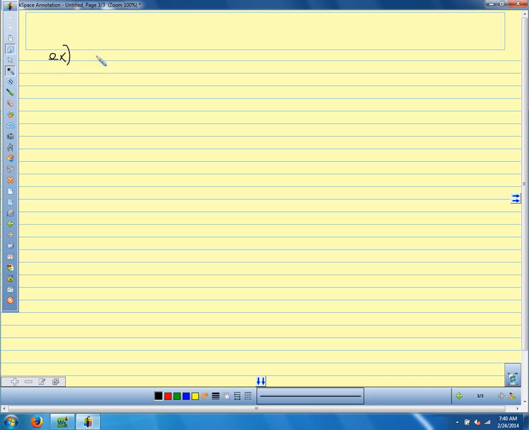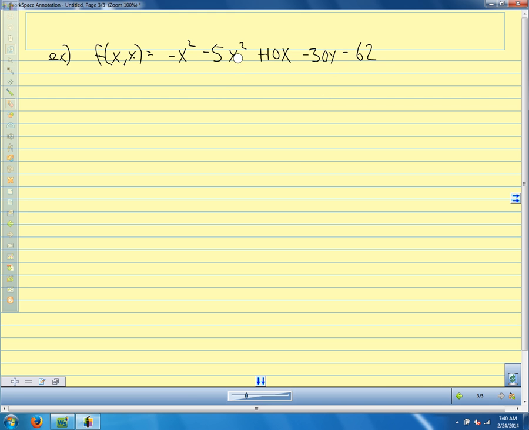Okay, so let's say we have f(x,y) is minus x squared minus 5y squared plus 10x minus 30y minus 62. And I wanted this to be 30y. All right, so we want to find relative extrema. That's our problem here, to find the relative extrema of this function.